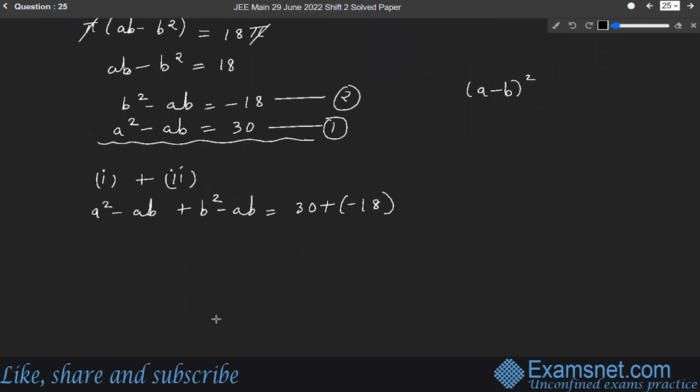Okay, we are adding both the equations. Now, a square plus b square minus 2ab is equal to 30 minus 18. Plus minus will be minus. 30 minus 18 is 12.